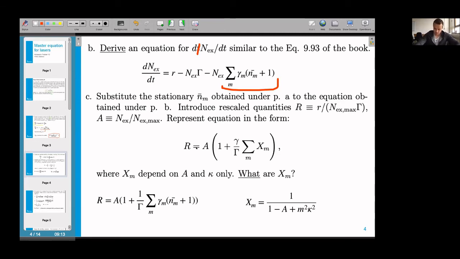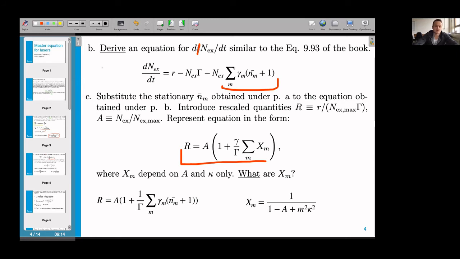Then they give you a specific form for the equation that we want to obtain with the defined quantities. This is the equation that we have, where x of m depends only on a and kappa, and you're asked to find what x of m is.